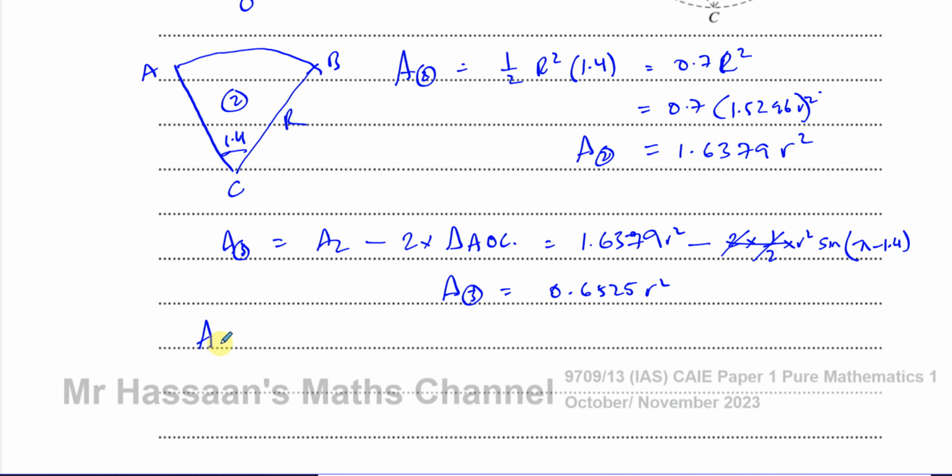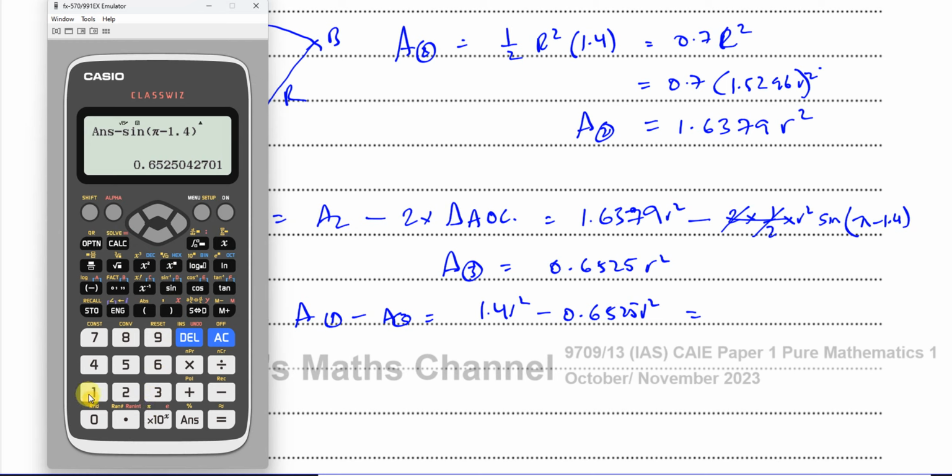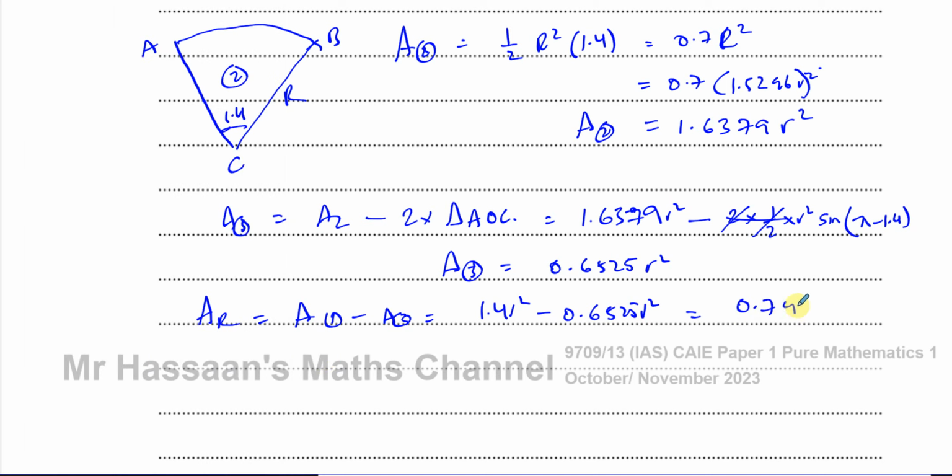And now what I have to do is I can say that the area required is equal to the area of 1 minus the area of 3. So it's the area of 1, which is 1.4 r squared, minus the answer that we find, 0.6525 r squared, and that should be our answer. So I'm going to do 1.4 minus our last answer, which gives us 0.7474. 0.7474 goes to 3SF, so that's 0.747 r squared. So that's the area that we're looking for.